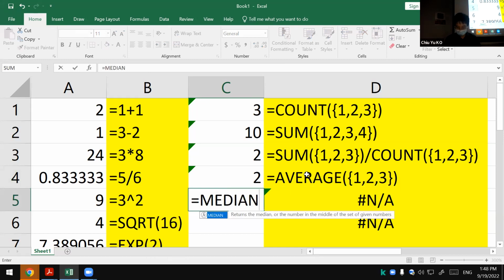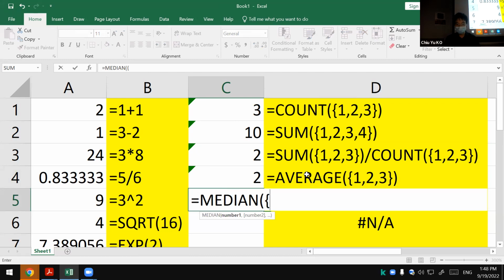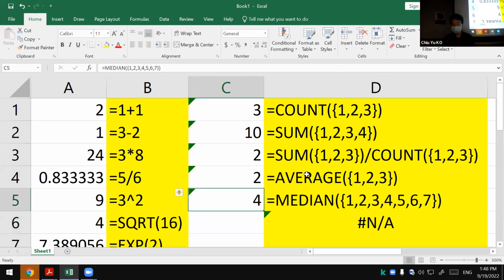MEDIAN, open bracket, open curly bracket, and you put 1, 2, 3, 4, 5, 6, or maybe 7. We just make it more fun. And you close the curly bracket and close the normal bracket. Put enter there, okay? So that gives you the median. You should try out yourself to figure out the mean and the median.